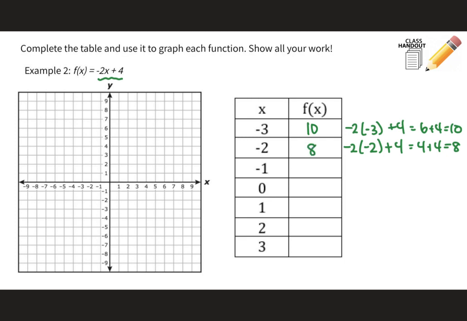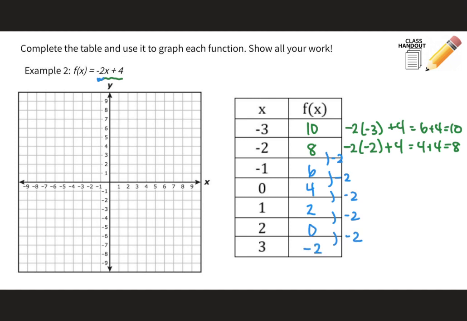And then I'm just going to use that little shortcut here. Knowing that -2 is my common difference, I know that my function is going to be decreasing by 2. And again, I can do that because I see that my x is just going up by 1. So I can get my next table by subtracting 2. So 8 minus 2 is 6. Subtract 2. 6 minus 2 is 4. Subtract 2. 4 minus 2 is 2. We're going to subtract 2. 2 minus 2 is 0. And then we're going to subtract 2 one more time. 0 minus 2 is -2.